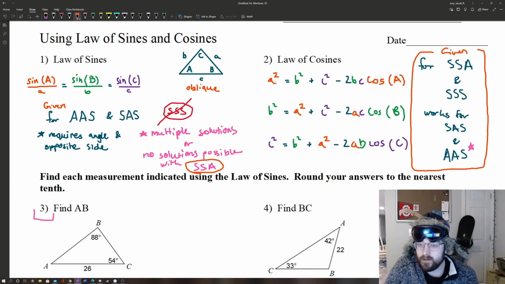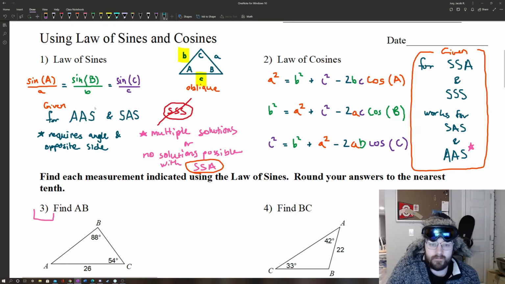But let's say we want to use, let's say we're given, let's do side angle side. We're given B, C, and then, oh, I almost forgot. Angle side angle also works here. My bad. I should put it down here as well.